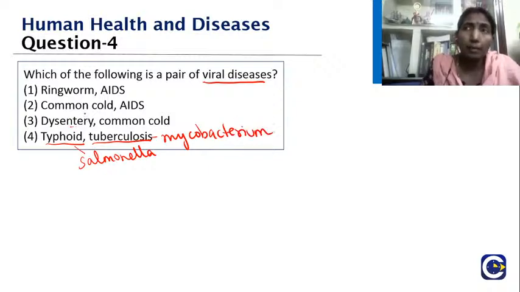The dysentery is caused by many bacilli. What about common cold? The rhinovirus. So this cannot be the option. This is one bacterial, one viral. They are asking for a pair of viral diseases.